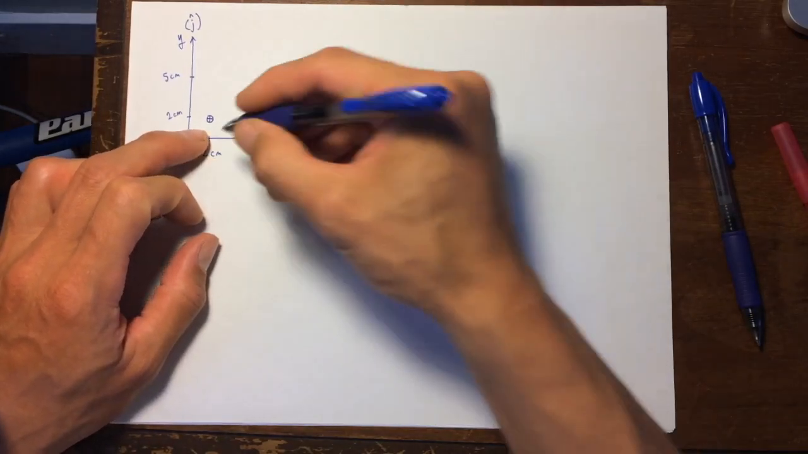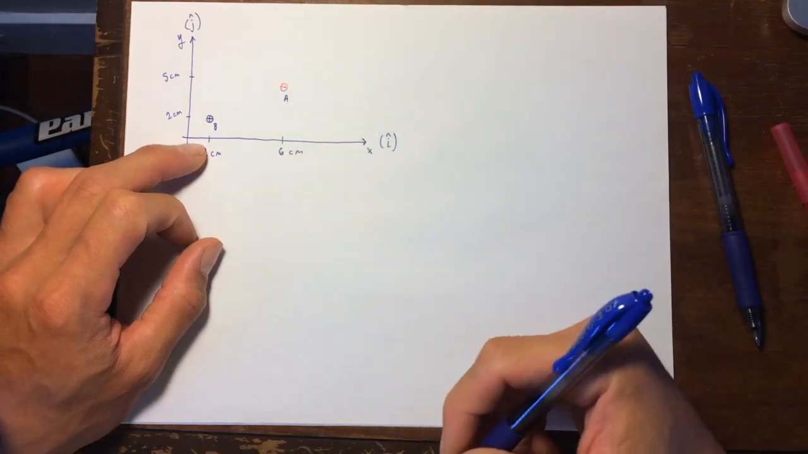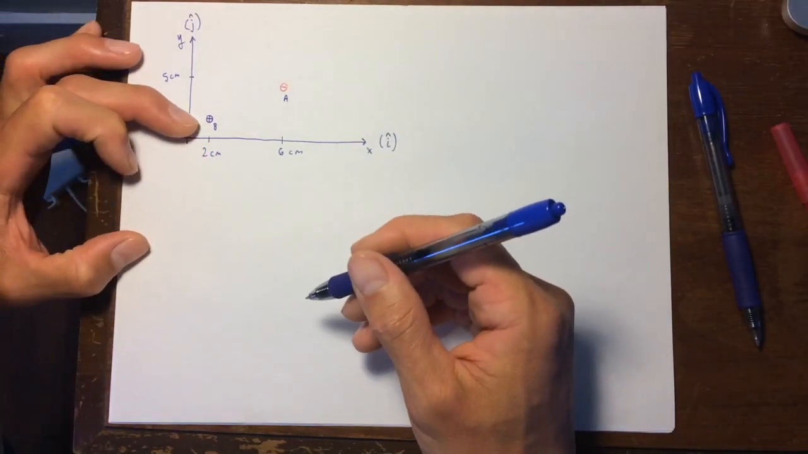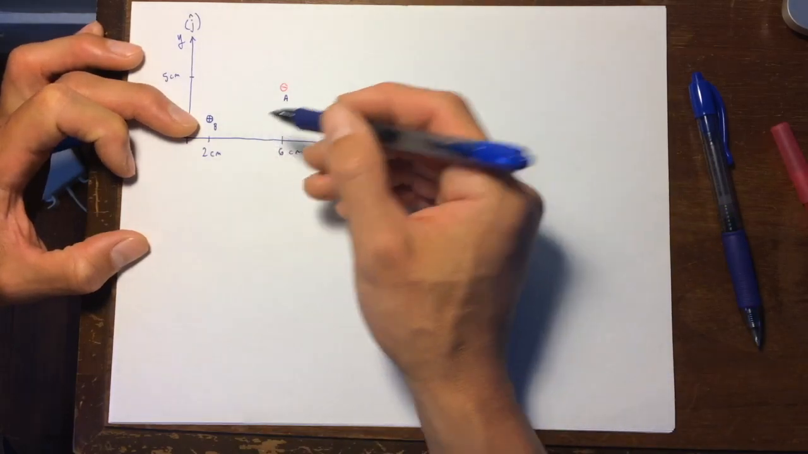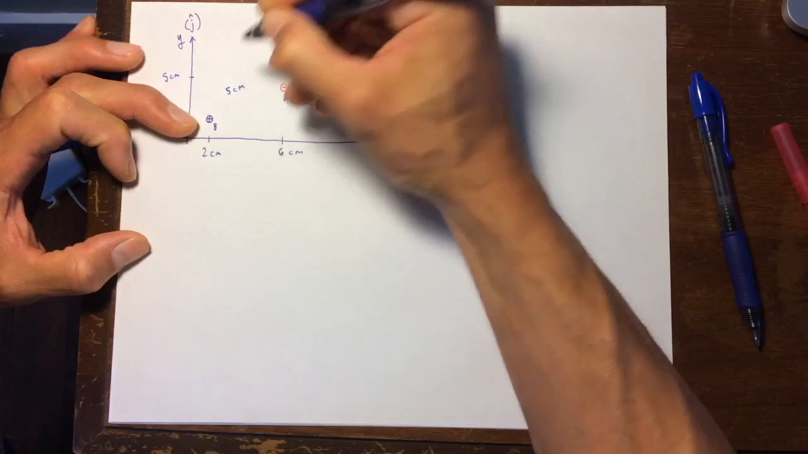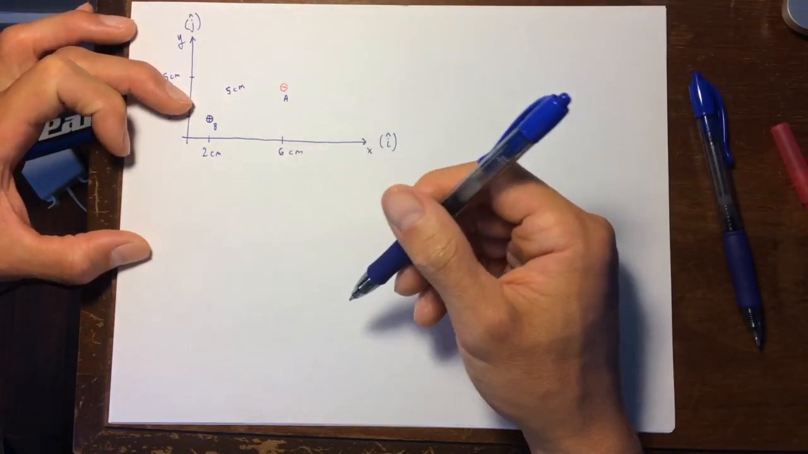So these charges are known as B and A. And I'd like to point out some stuff. We already know they are 5 centimeters apart from there to there.